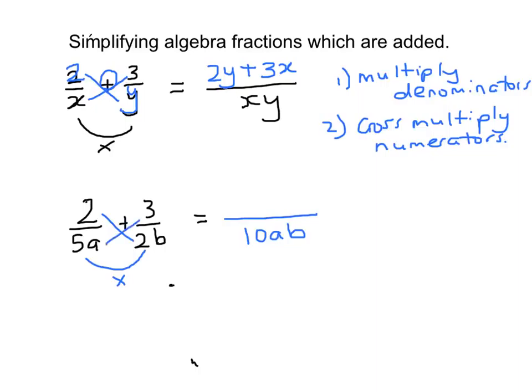So 2 times 2b is 4b. I have a plus sign in the middle. My 3, I'm going to multiply by 5a, so that makes 15a. And that's my answer there. I've simplified it into one fraction. Let's just look at another one.